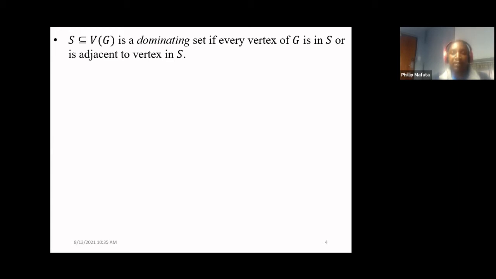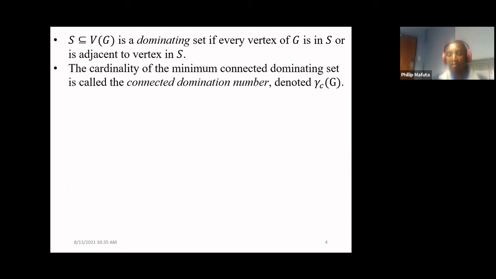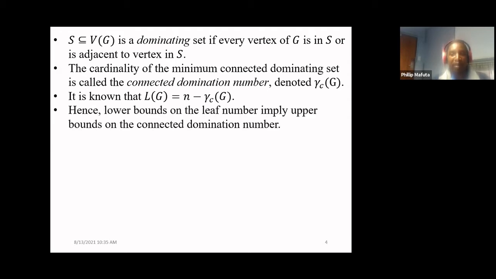Here we define a dominating set. A set S is dominating if every vertex in G is in S or is adjacent to a vertex in S. The minimum cardinality of a connected dominating set is the connected domination number, denoted by gamma C. This is a crucial relationship which we are to consider in this discussion: L(G) is equal to the order of the graph minus the connected domination number. This implies that whenever we are given lower bounds on the leaf number, we imply upper bounds on the connected domination number, and vice versa. And also, upper bounds on the leaf number imply lower bounds on the connected domination number. I shall illustrate this as we go.